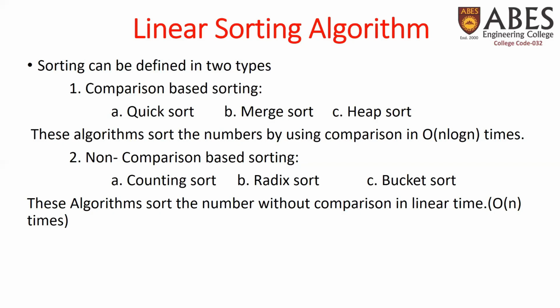When you want to make sorting algorithms a bit faster, then we use the linear sorting algorithm, which is also a non-comparison based sorting algorithm. But in this type of algorithm, we make some assumptions about the input, and by considering that assumption, that constraint, these algorithms have a complexity of O of n, that is, linear time complexity.